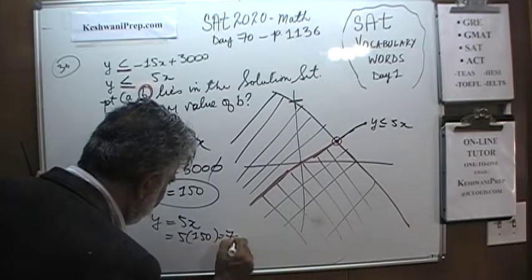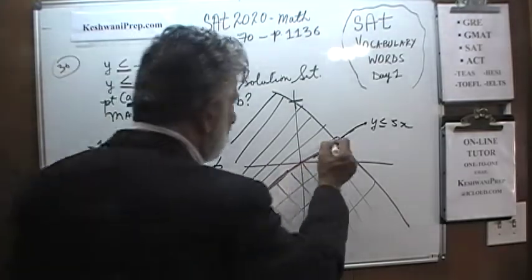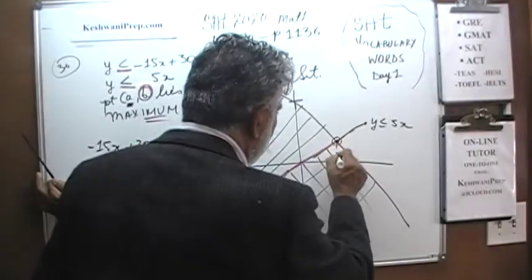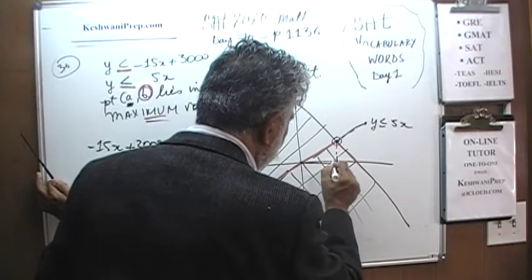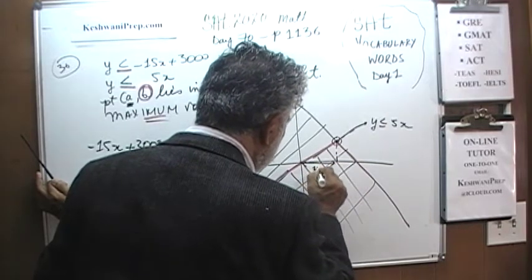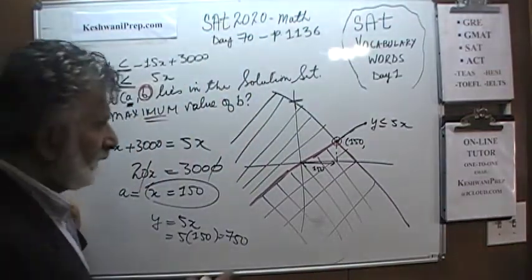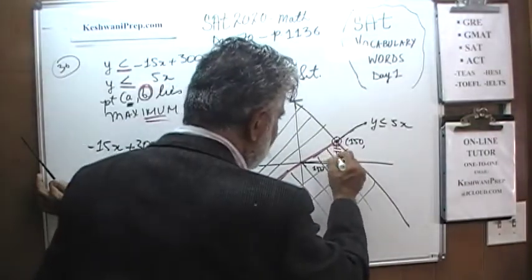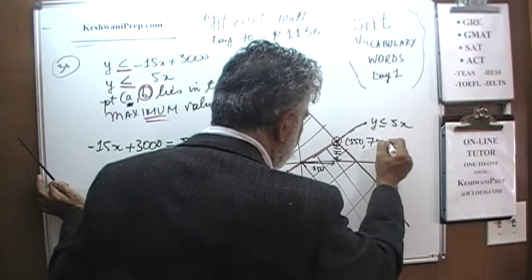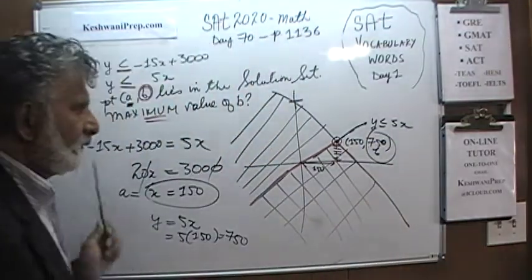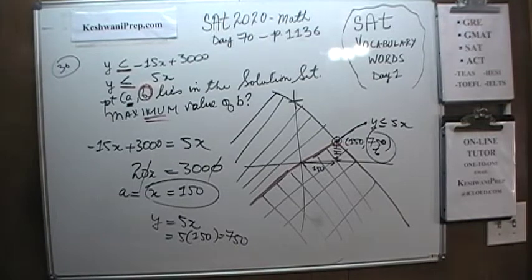And that is 750. In other words, the coordinates of this point: from here to here is 150, which is not what we're interested in. We're looking for the vertical distance right here, and that is 750. And that's our B. The maximum value of B is 750.